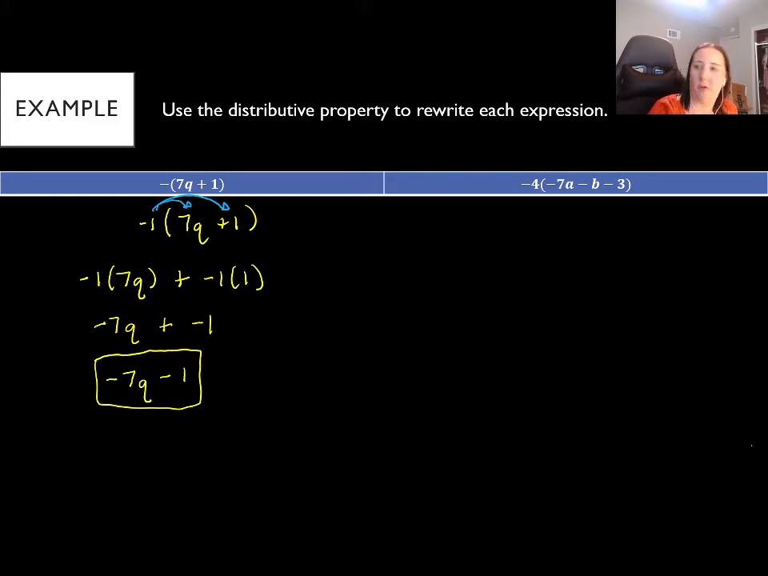So I have negative 4 times (negative 7a minus b minus 3). First I'm going to rewrite it so all the subtractions are adding a negative and the b has a 1 in front. So I'm going to rewrite this as negative 4 times (negative 7a plus negative 1b plus negative 3). And again, I'm doing this to help you keep track of your signs.